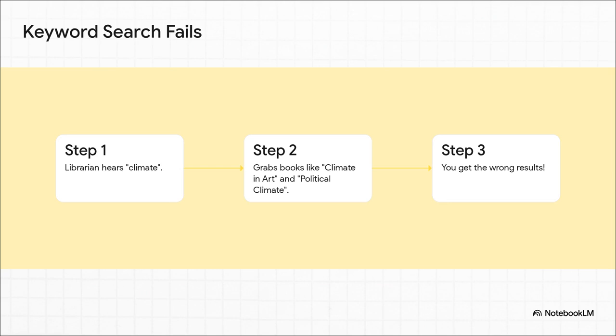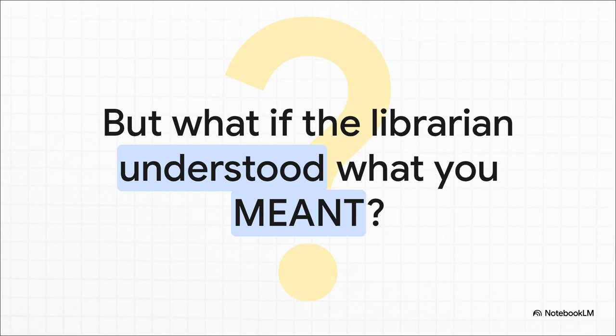This is where it all goes wrong. The keyword-based librarian hears climate and just starts pulling any book with that word on the cover. It has zero understanding of context, so you end up with books about art and history, totally irrelevant to what you actually wanted. The system completely failed you. So this is the big question, isn't it? What if that library wasn't organized by alphabetical titles, but by the actual meaning and the ideas inside the books? What would that even look like?